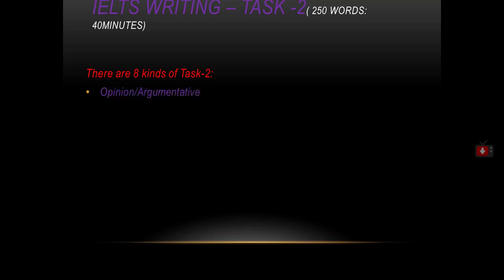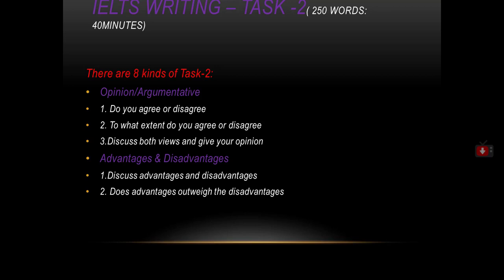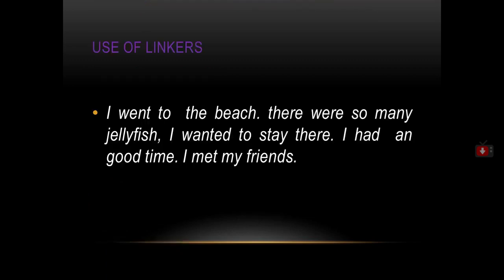Opinion and argumentative. There are 3 types of opinion and argumentative. Number 1, do you agree or disagree? Number 2, to what extent do you agree or disagree? Number 3, discuss both views and give your opinion. Advantages and disadvantages. Just simply discuss advantages and disadvantages. Do the advantages outweigh the disadvantages? Discuss advantages and disadvantages and give your opinion. Cause and effect, problem and solution. So these are the 8 kinds of Task 2 writing.